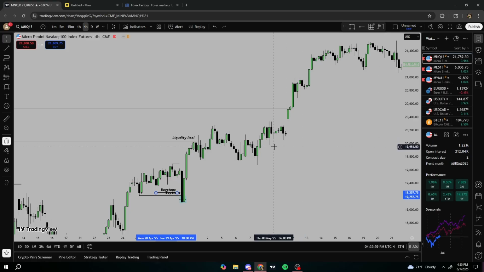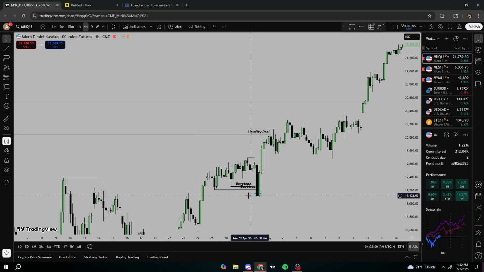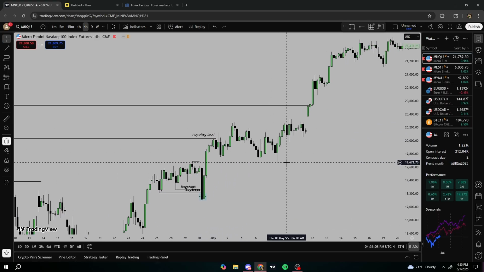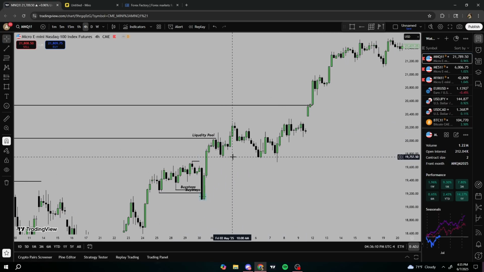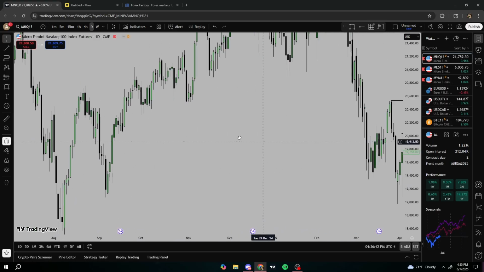Every ICT trader, their model starts with a liquidity sweep. So we go below this liquidity, sweep it, go to this liquidity, sell. That's every ICT trader's. You can have a different model than me. A lot of ICT traders don't trade the same thing, but we usually tend to be trading liquidity pools. And you can see this on the daily.